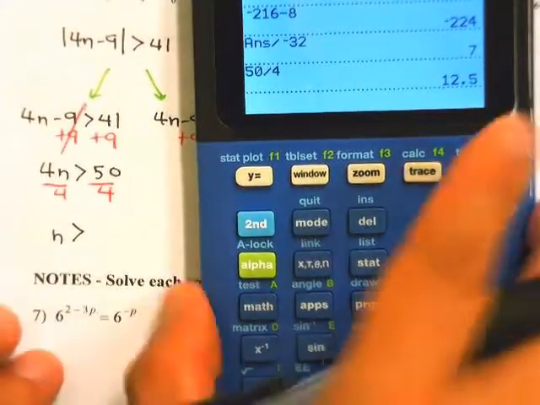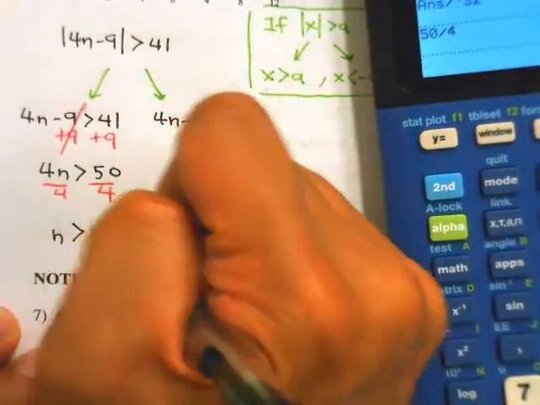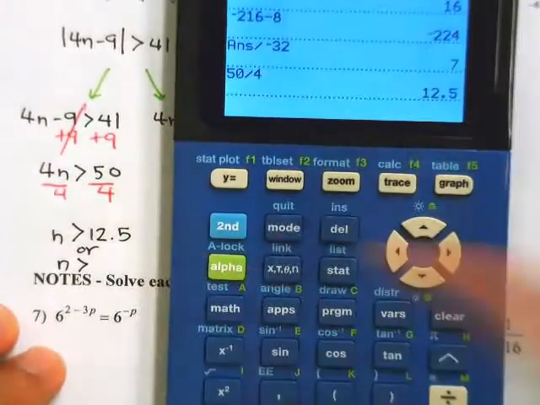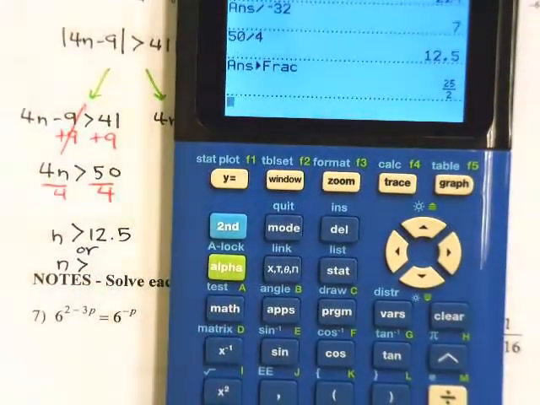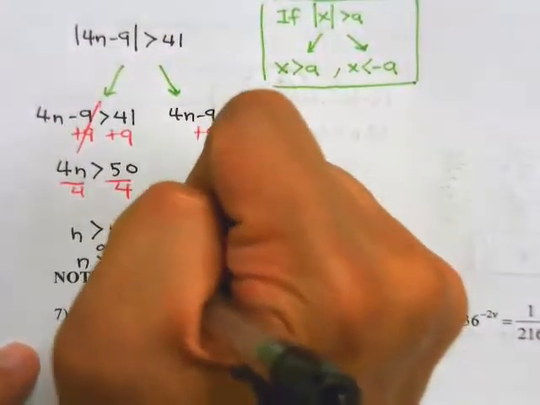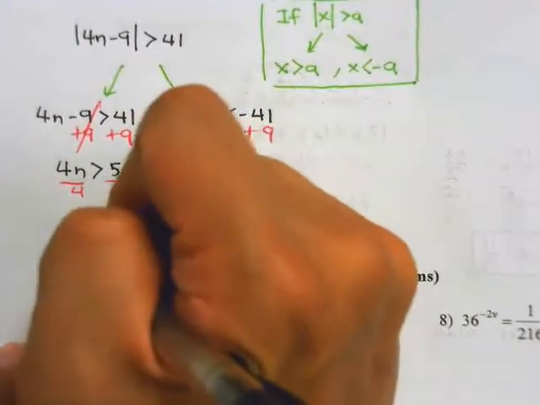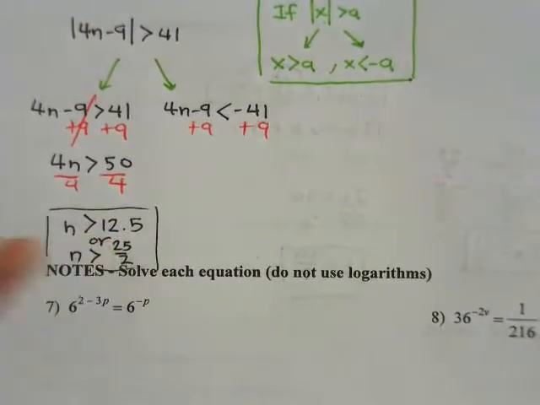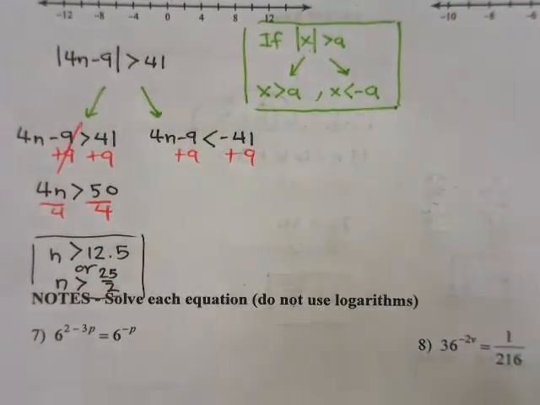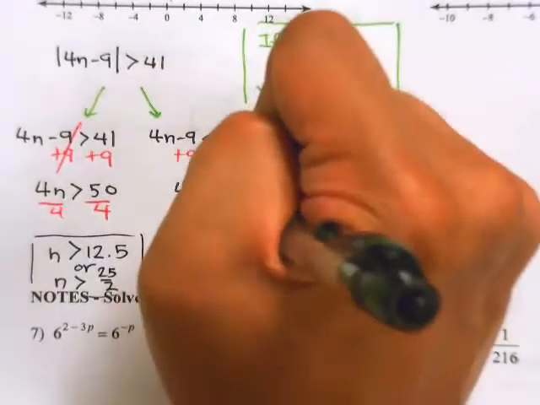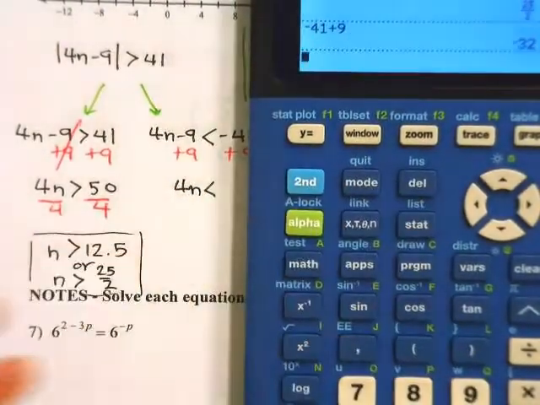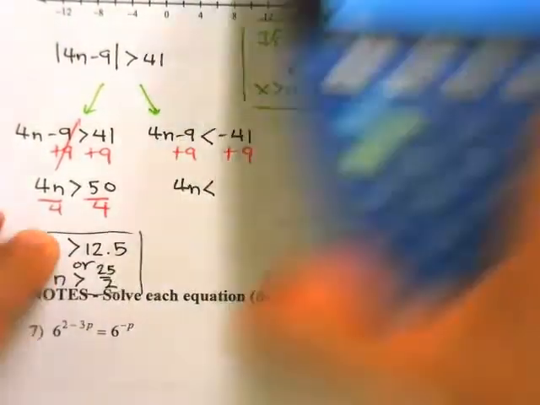12.5. You know, 12.5 is okay. Or you can transfer that back into a fraction, 25 over 2. So either one is going to be fine. 25 over 2, they're the same representation. But the 12.5 is just a little bit easier to graph. Okay, 4n is less than negative 41 plus 9 is negative 32.